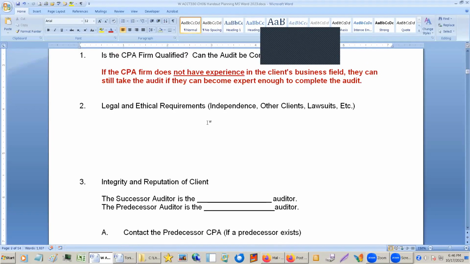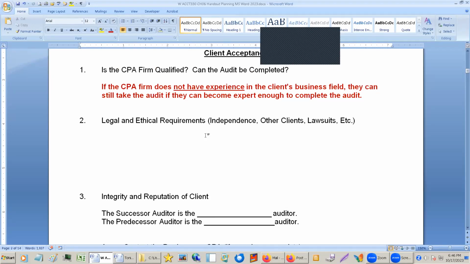Legal and ethical requirements. This is kind of what we talked about in Chapter 3. And the big one being independence.